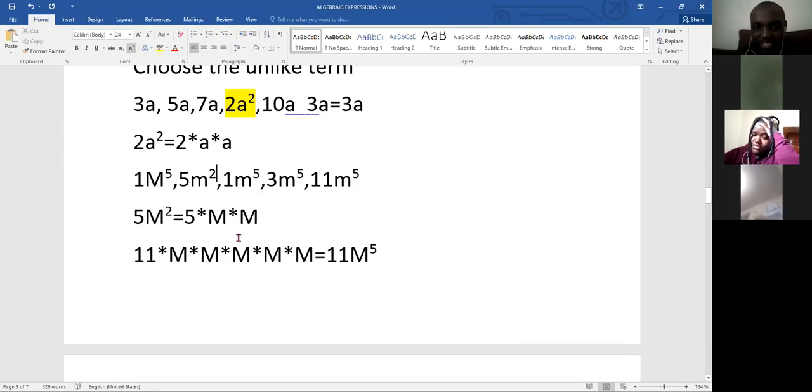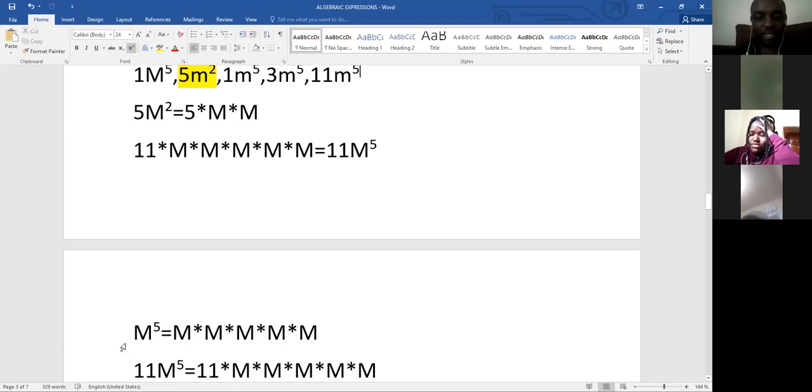And m to the power 5, as you can see, is multiplied by itself 5 times. So there are 5 m's. But when it is squared, it is multiplied by itself 2 times. So it makes this case here different from all the others. So it is an unlike term. All the others are like terms. You can add them together or you can subtract them all together.